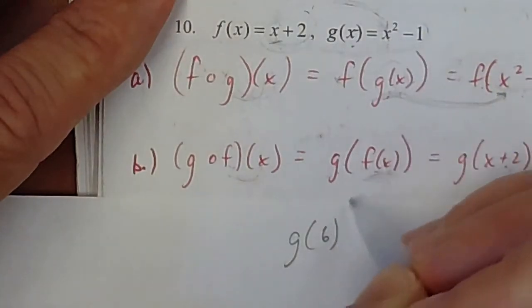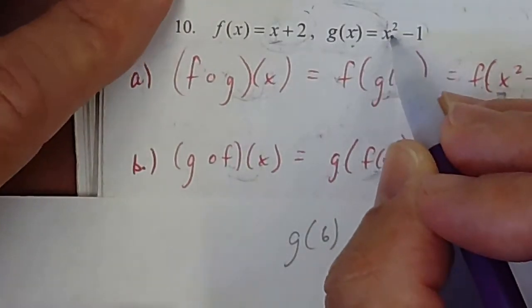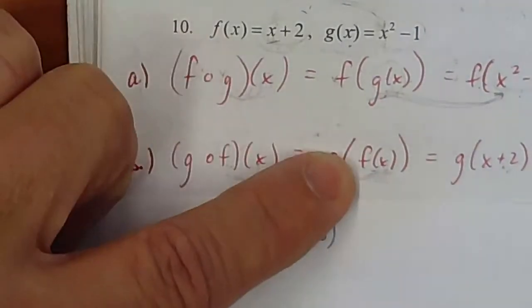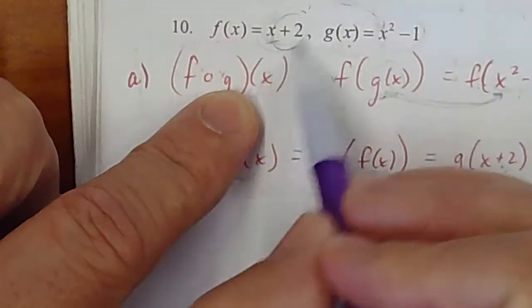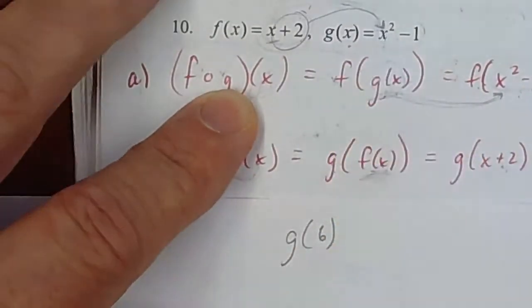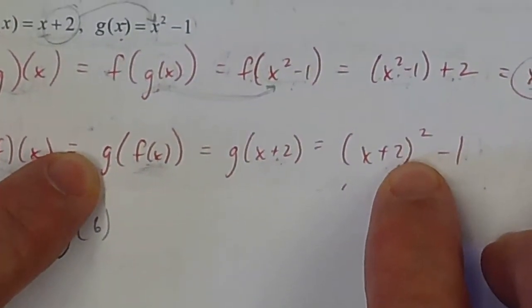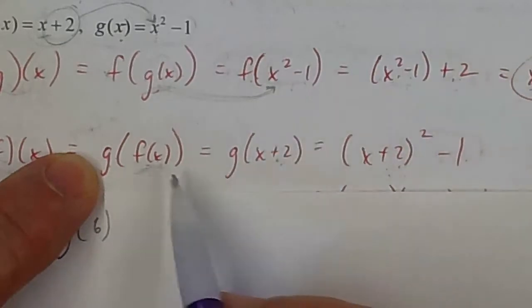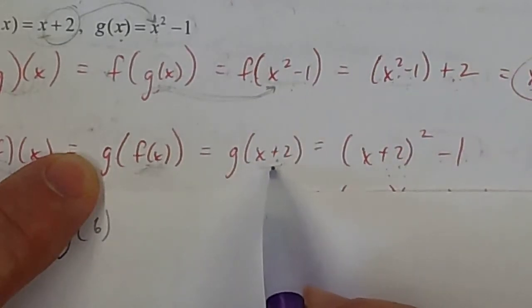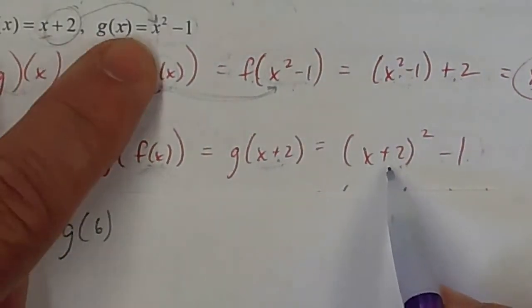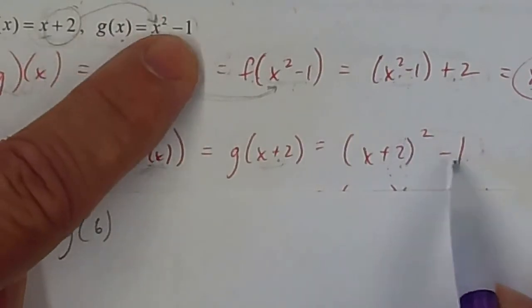Well, you're not plugging in a number. You're plugging in f of x into that spot. That's all. So f of x, x plus 2, goes in right here. You can jump to this step if you get it, or maybe you want the step in between, because you actually could write f of x right there. So x plus 2 squared minus 1.